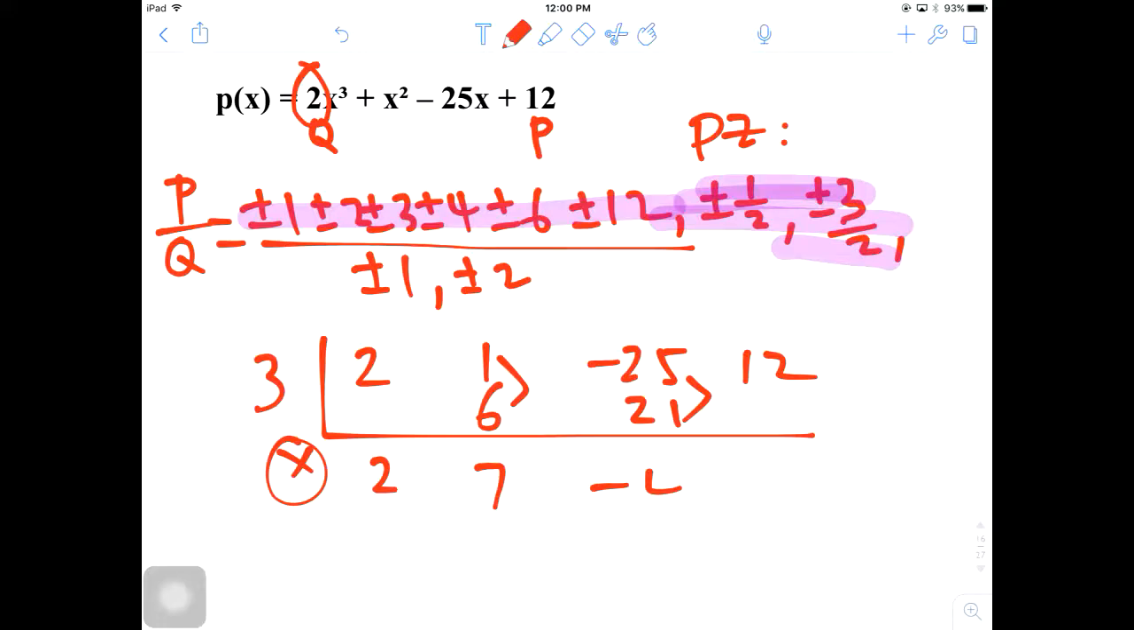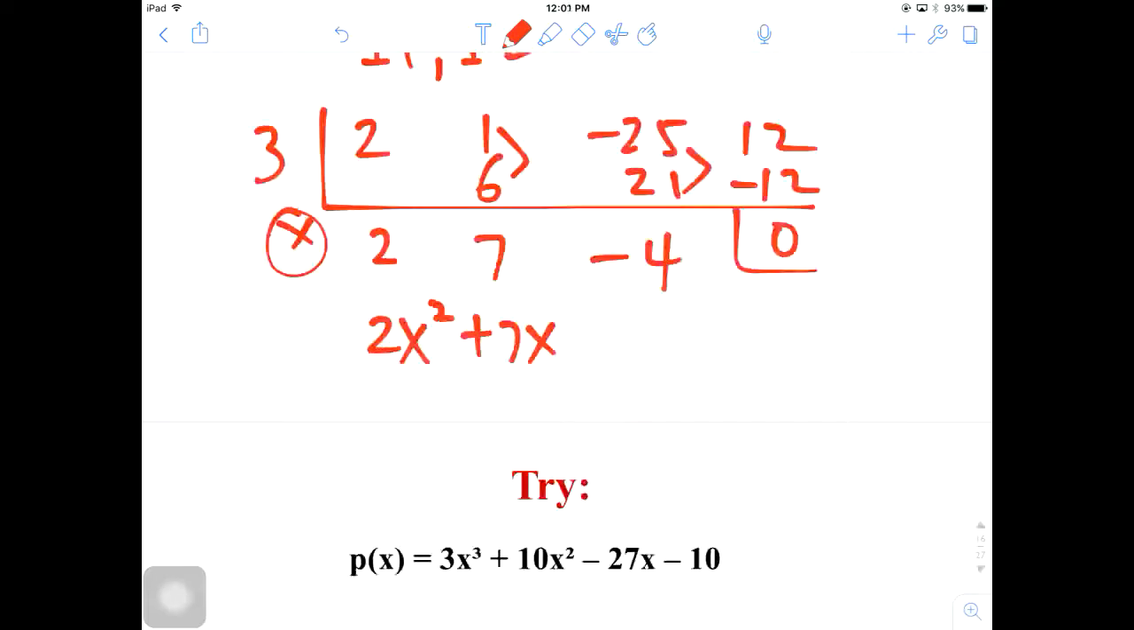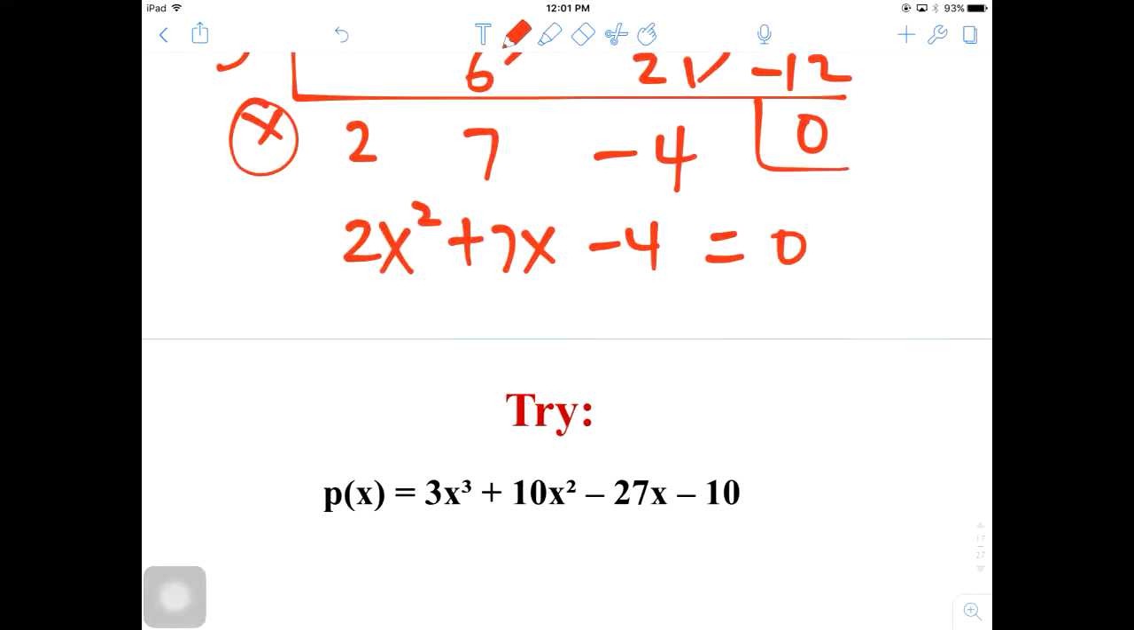So we're going to reduce the degree. So it's 2x squared plus 7x minus 4. That's what we get. And we're going to try to factor using the crisscross spider method.